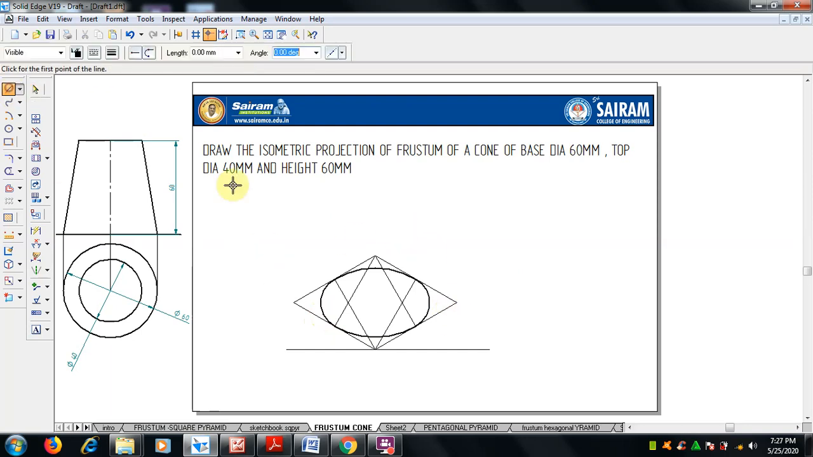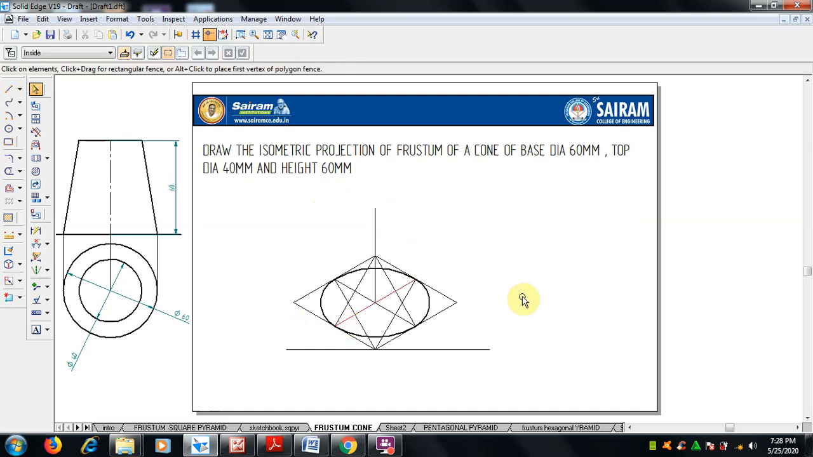So again what we have to do, we have to find out the center point. Okay, so midpoint of this line to the midpoint of this line, like this. From this midpoint to opposite midpoint, so I am going to get this point. So now I have to draw vertically. What is the height given, 60 mm height, angle is 90-degree angle. So that's all.